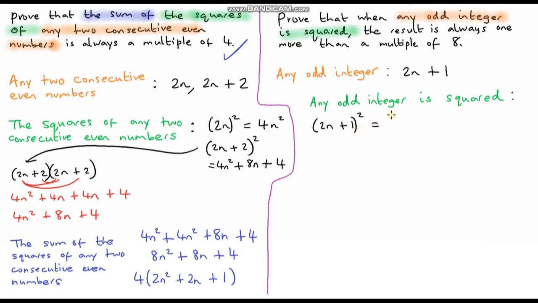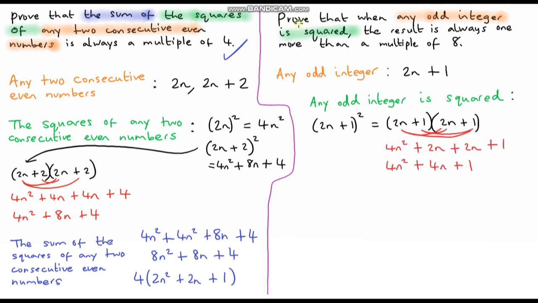So again, I always like to write it out in full. And again, same as before, I'm going to expand the brackets using the FOIL method. And now let's go back to the question. It says prove that when any odd integer is squared, which is what we've got here, it is always one more than a multiple of 8. Now you may be wondering how on earth you prove that this is always one more than a multiple of 8. Well, we've already got that one more than here, so that would be the one more than bit. So if we can prove that this is a multiple of 8, then we can prove that this whole thing is one more than a multiple of 8.